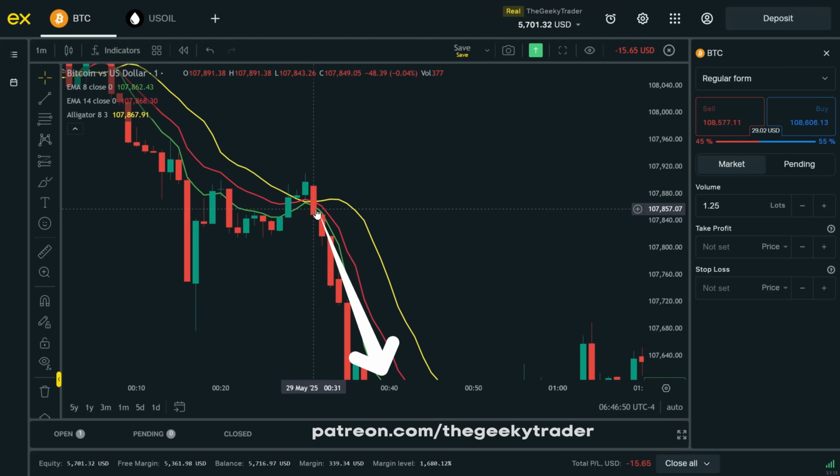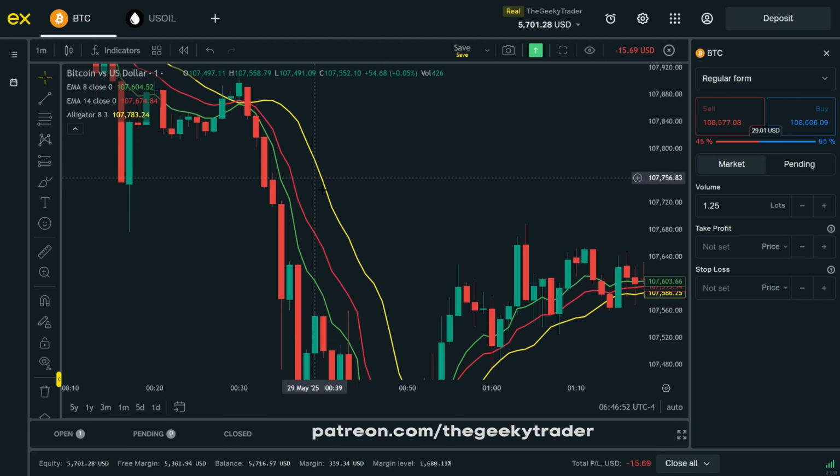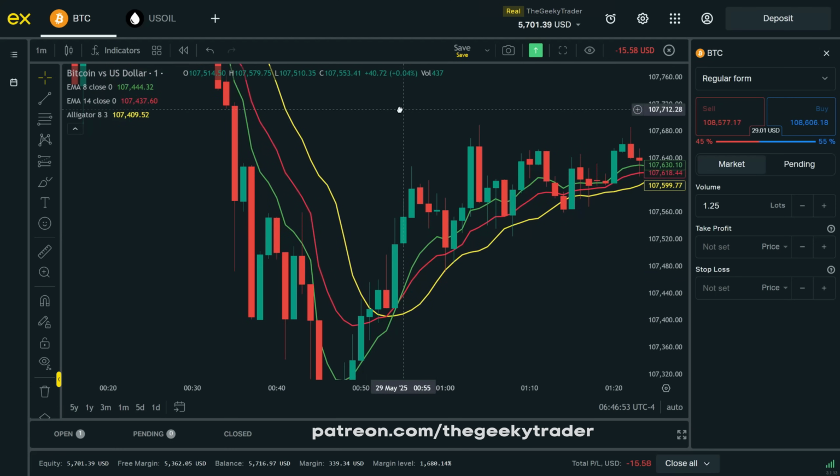That's our first hint that the market is ready to head lower. But what really confirms it is the yellow line, the lips of the alligator indicator. See how it's moving far below both the red and green lines? That's a strong clue that the bearish trend has some real power behind it and isn't just a small pullback. This is our moment to take a short position.